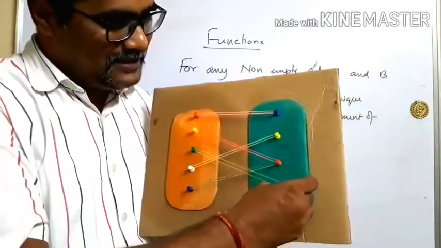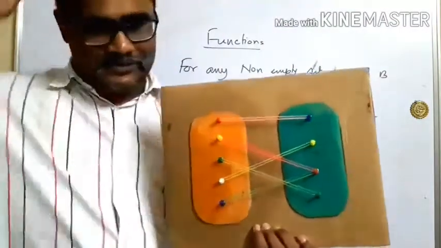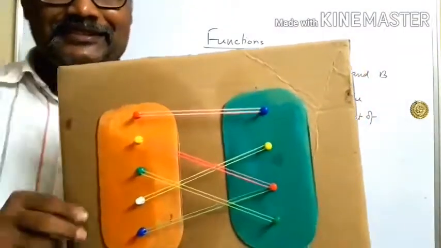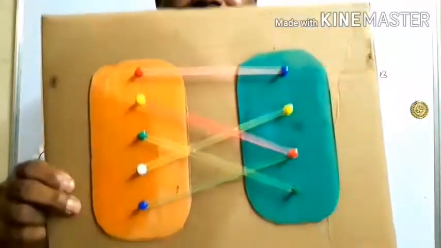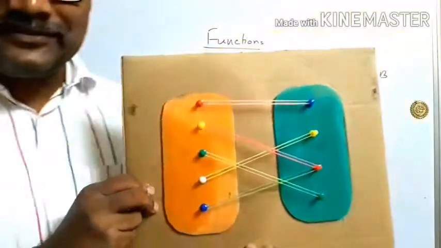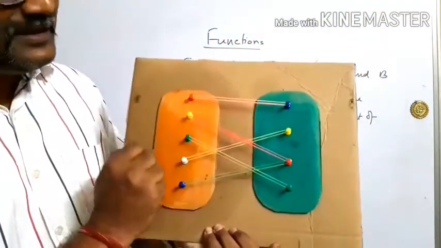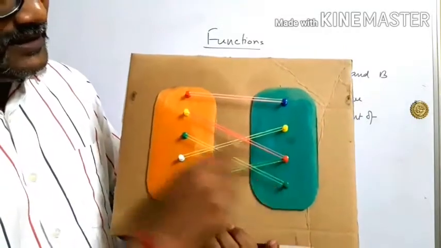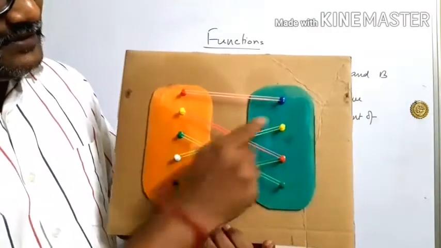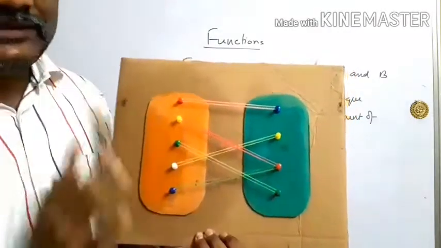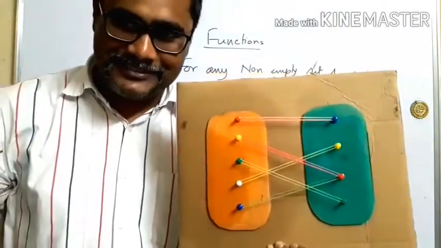Let me relate this green to green. So now just think, is this a function? Yes, that is a function. It has a unique image, it has a unique image. This image is unique, this image is unique, this image is unique. So this is a function.